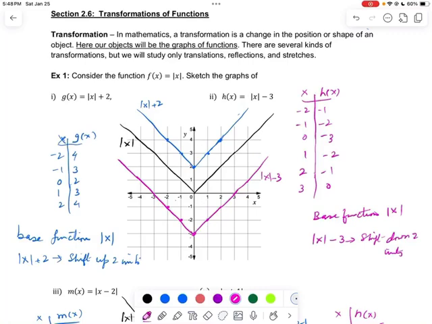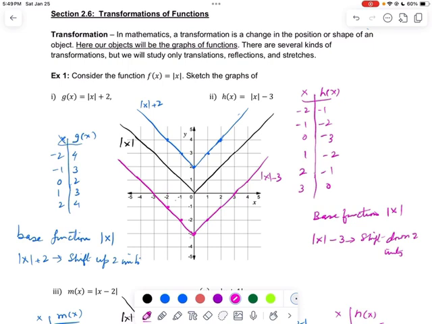Welcome back. Now we are looking at section 2.6, which is about transformations of functions. In mathematics, we say a transformation is a change in the shape or position of a function or an object. And our object here will be functions, or basically graphs of functions.